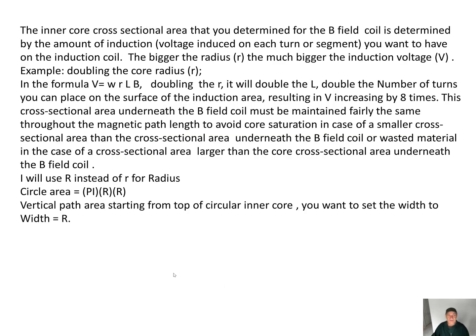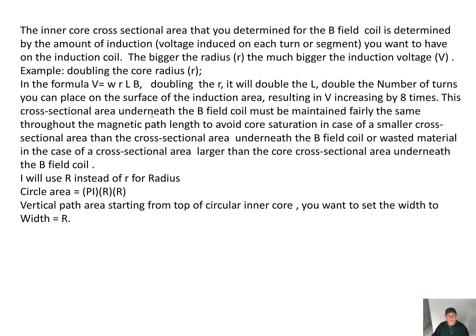The inner core cross-sectional area that you determine for the B field coil is determined by the amount of induction voltage induced on each turn and segment you want to have on the induction coil. The bigger the radius, the much bigger the induction voltage. Example, doubling the core radius in the formula V equals WRLB: doubling the radius will double the length, double the number of turns you can place on the surface of the induction area, resulting in V increasing by 8 times.